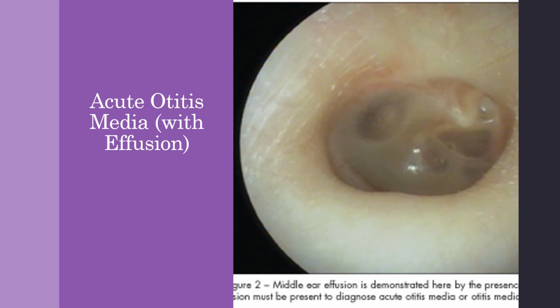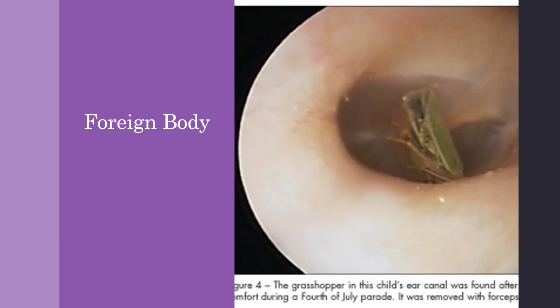So the canal's not red, it's not bulging. The tympanic membrane can be a little retracted in these cases, but for the most part, you're just going to see maybe some bubbles in your examination. And just for fun, a foreign body. There's a little grasshopper that's in this kid's ear.